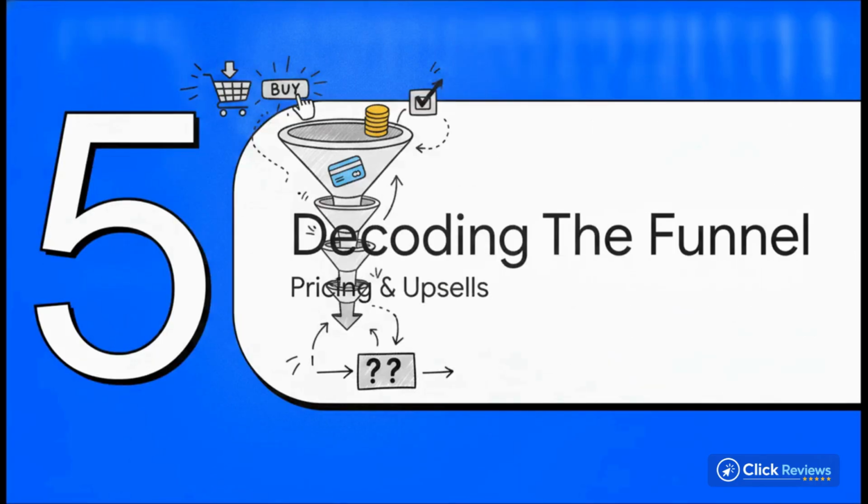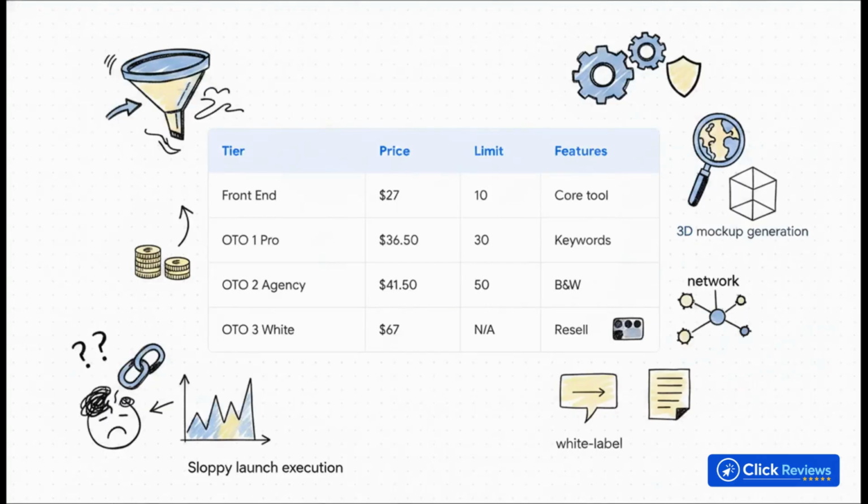All right, Section 5, decoding the sales funnel. Now that we've looked at the marketing page, let's unpack the actual cost structure once you click that Buy button. So this lays out the entire funnel broken down into the front end and the 3 upsells, or OTOs as they call them. The front end is $27 and gives you the core tool with a 10-file batch limit.